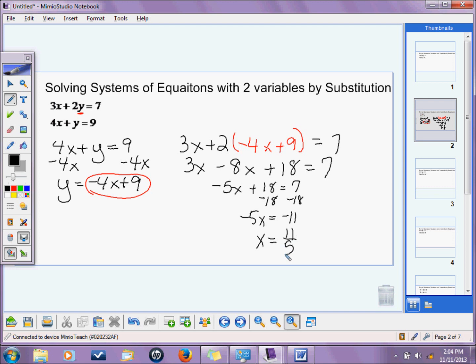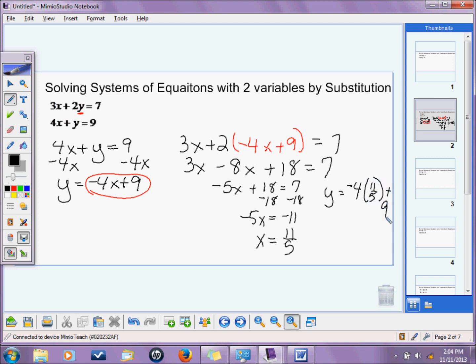11 over 5. Am I finished? Nope. Remember, when you have two lines that cross each other, your answer was a what? An ordered pair. So this is only half of an ordered pair. So we have to go back and plug it into an equation in order to find the y part. Now the neat thing about substitution is you already have an equation solved for y. So if we take y equals negative 4 times what? 11 over 5, plus 9.